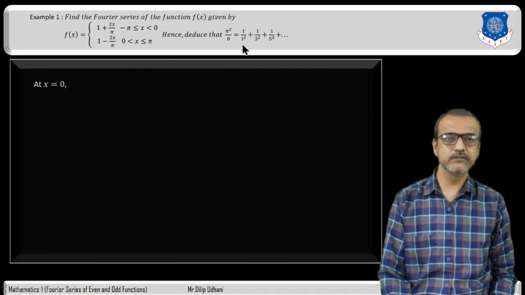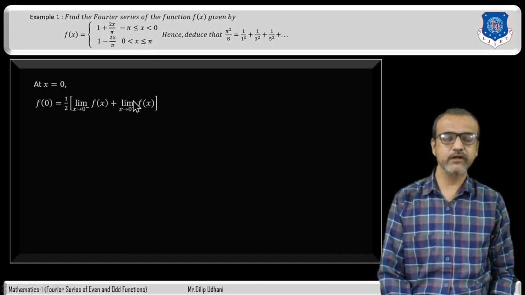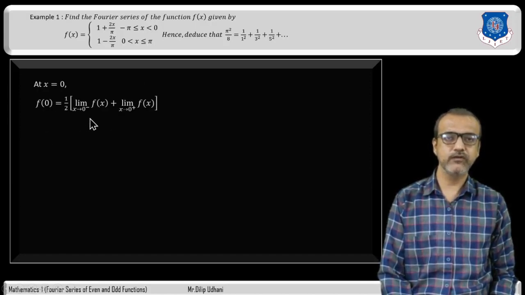Now we have to deduce this result. So first of all we will find out the value of f of 0. At x equals 0, you can see that the given function is not defined, right? So x equals 0 is a point of discontinuity. To find the value at the point of discontinuity, we have to find the average value of the left limit and right limit at that point. So f of 0 equals 1 upon 2 limit x tends to 0 negative f of x plus limit x tends to 0 positive f of x.